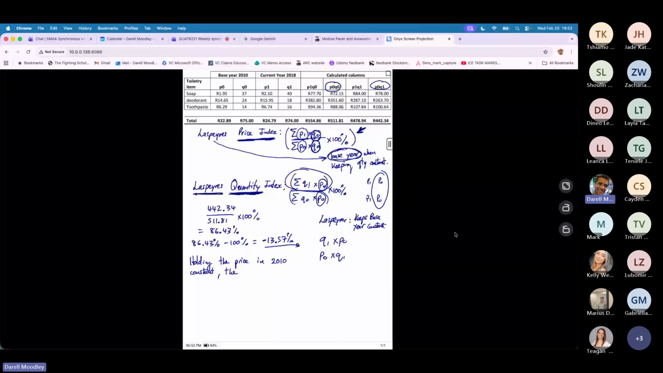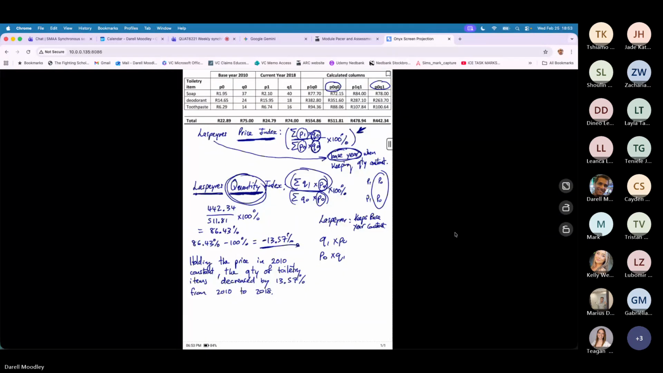The quantity, remember now we worked out quantity, so don't say price because we worked out the quantity index. So the quantity of toiletry items decreased. Why? Because you got a negative value. Decreased by 13.57% from 2010 to 2018. That's it. That's your 6 marks right there.